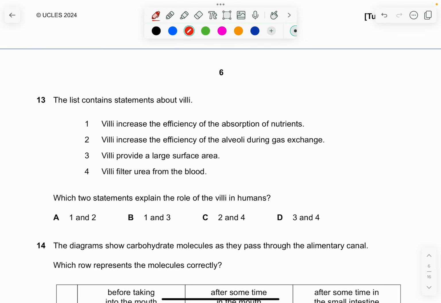So question 13, the list contains statements about villi. So let's check every one. So villi increases the efficiency of the absorption of nutrients. That's correct. Villi increases the efficiency of alveoli during gas exchange. This is wrong. Villi provides a large surface area. Yes. Villi filters urea from the blood. No, this one is by the glomerulus. It feels like the glomerulus, this one, but the answer is 1 and 3.